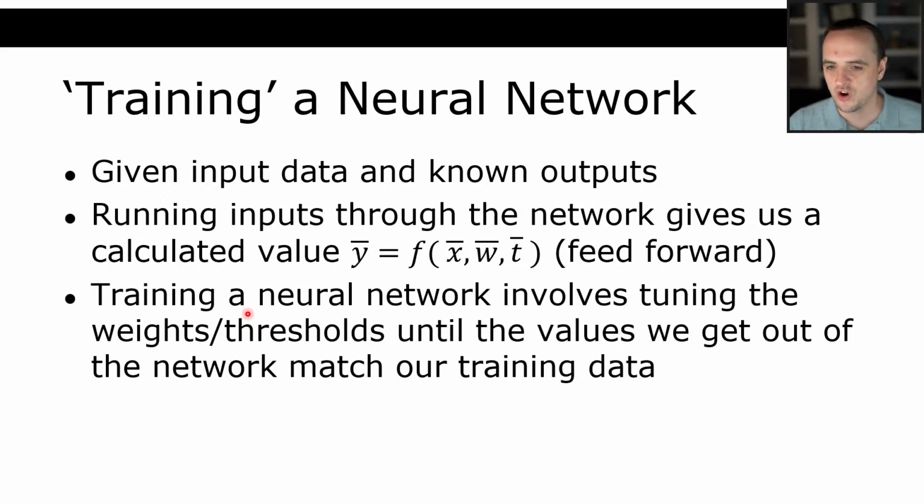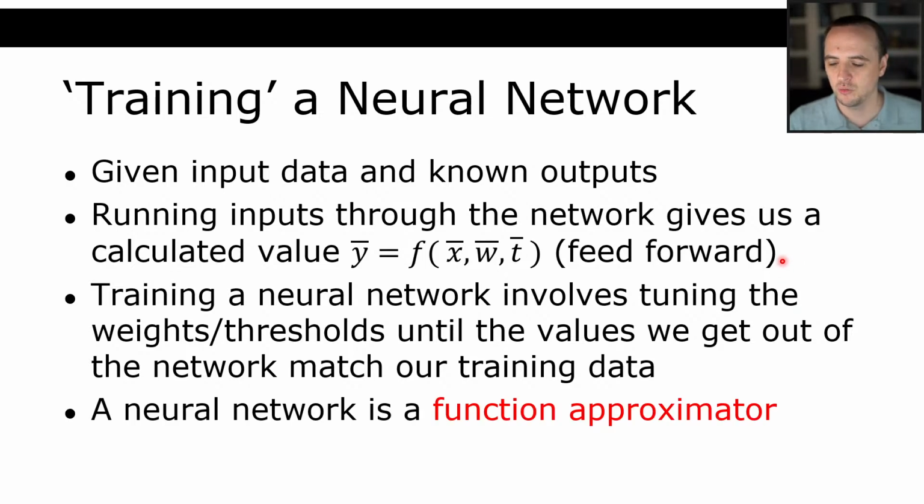Then training a neural network involves the tuning of the weights and the thresholds until the values we get out of the network match our training data. And so what the neural network is, essentially, is a function approximator. Just like a TLU approximated the output of a function, we are using a larger neural network to be a function approximator for some other function. It could be a very complex function.